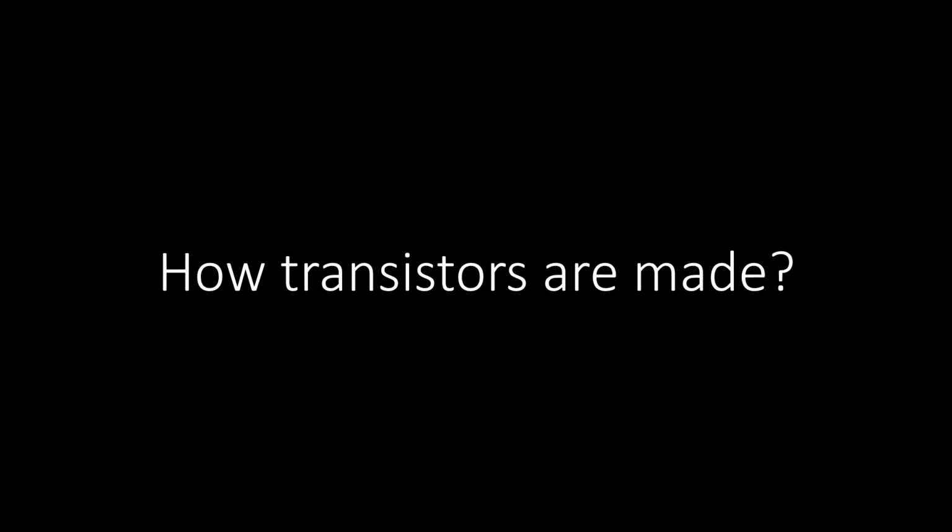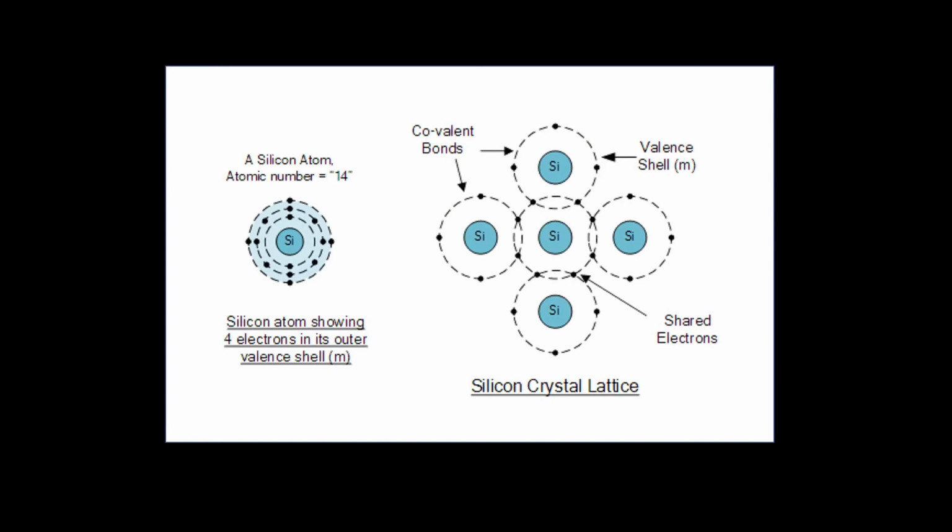How are transistors made? Transistors are made of an element called silicon. Silicon is found in sand and is also a semiconductor, which means it lets current flow in certain conditions and blocks it in others, making it ideal for transistors. If we look more closely at a silicon structure, we'll see that the silicon atoms have 4 electrons in their outer shell. These 4 electrons are in covalent bonds with the electrons of other silicon atoms, forming the silicon structure.